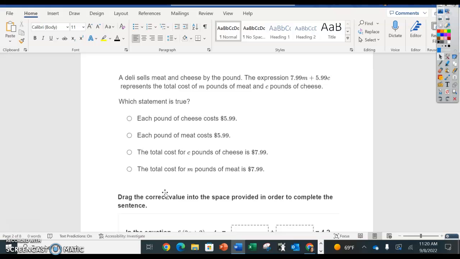All right, so a deli sells meat and cheese by the pound. The expression 7.99M plus 5.99C represents the total cost of M pounds of meat and C pounds of cheese. So M right here represents meat, C right here represents cheese. Which statement is true? So it says each pound of cheese cost $5.99, okay? $5.99 per pound, that seems right, okay, because it says cheese by the pound. So we're going to say this one probably is a good answer, but let's read on.